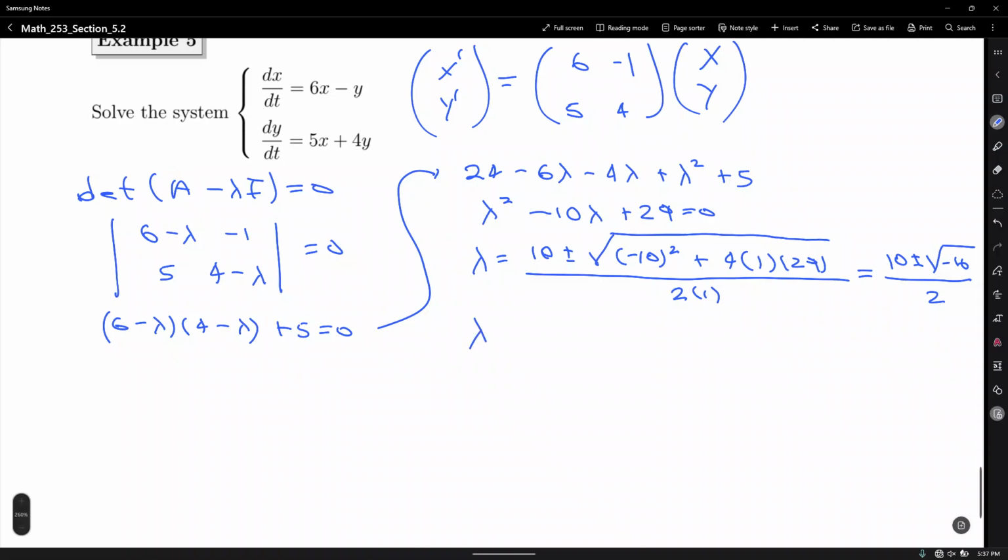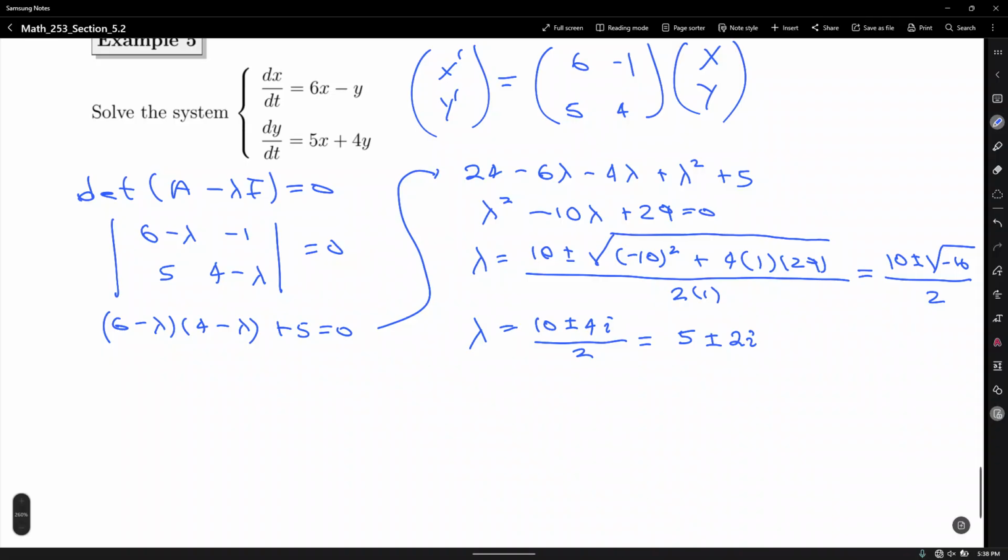Lambda equals 10 plus or minus the square root of negative 16. What is that? 4i, right? Be careful with imaginary units, and everything divided by 2. Lucky for us, both numbers in the numerator are evenly divisible by 2. So this would be 5 plus or minus 2i, right?